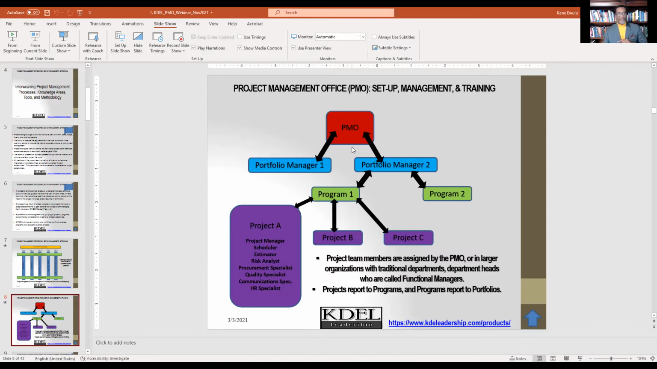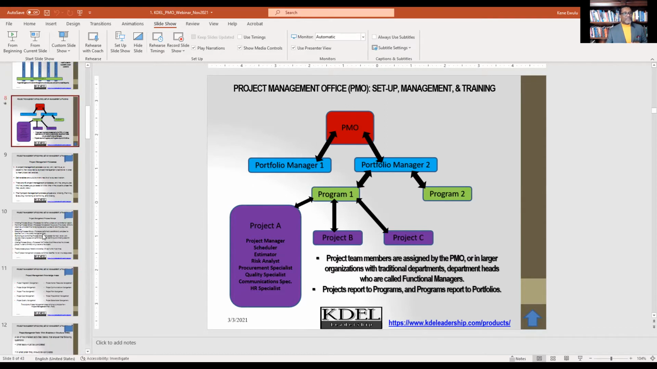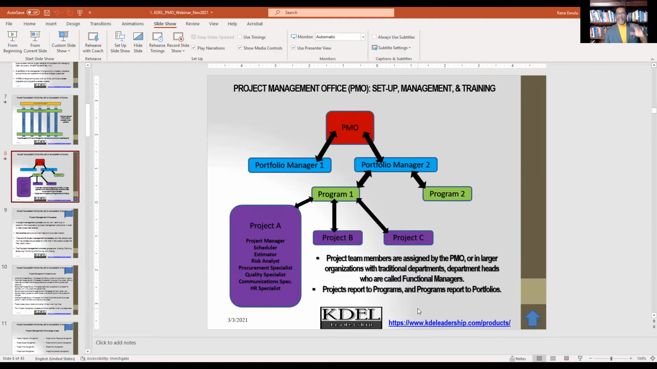All right, having said that, it's important for us to understand that project team members are assigned by the PMO, or in larger organizations by the functional managers. Project teams are assigned by the PMO. Team members are assigned by the PMO. All right, having said that, I want to move us on to the next level.